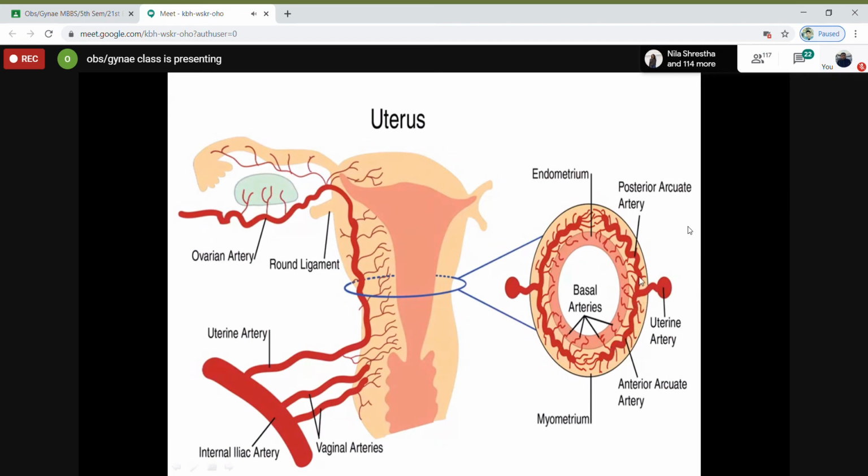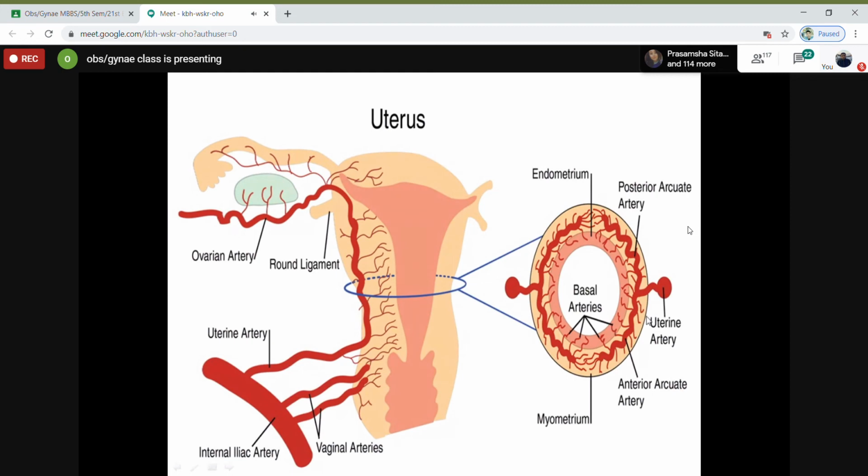It is running in the myometrium like that, and the arcuate branch supplies the perimetrium and up to the middle of the myometrium. The arcuate again gives off the radial artery, and then comes the basal artery, and last is the spiral artery. The spiral arteries are shed during menstruation. Regeneration of the arteries starts from the basal arteries.